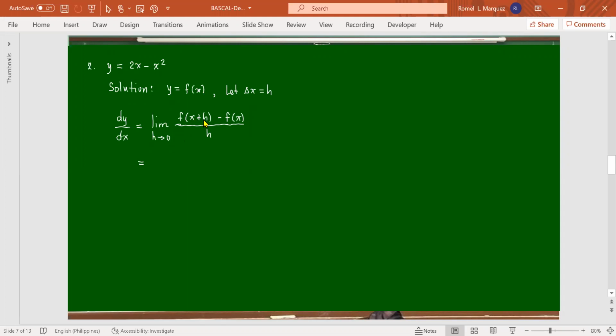Let's now replace x by x plus h, every x in the given function. What will I get for the first group in the numerator, guys? So 2 times x plus h minus x plus h quantity squared, that's f of x plus h pa lang. Minus f of x, 2x minus x squared. Am I correct, guys?